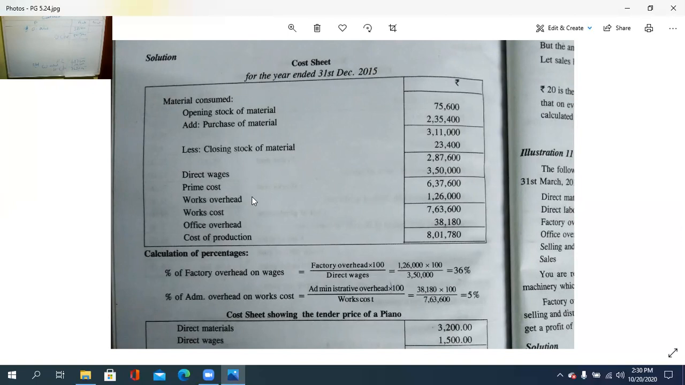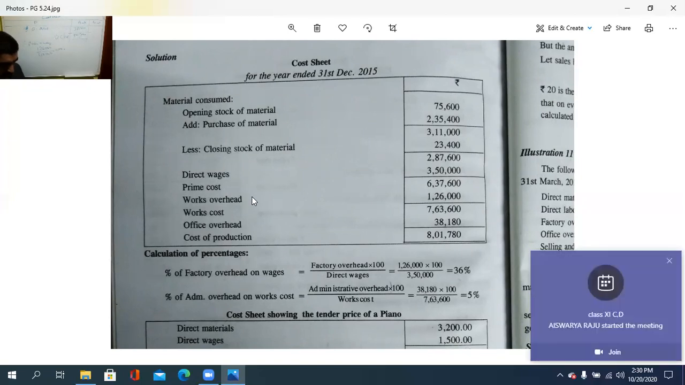Next, what are they telling us to calculate? They are telling us to calculate the percentage on some of the items. So firstly, percentage of factory overheads on wages. Factory overheads how much? It is 126,000 divided by wages, 3,50,000, into 100. It is 36%. Clear?